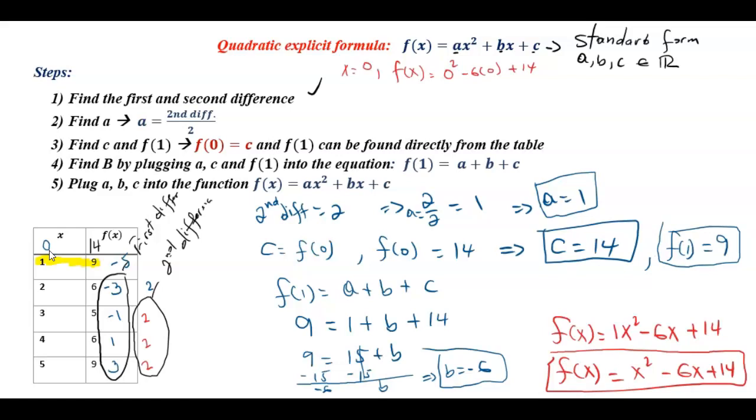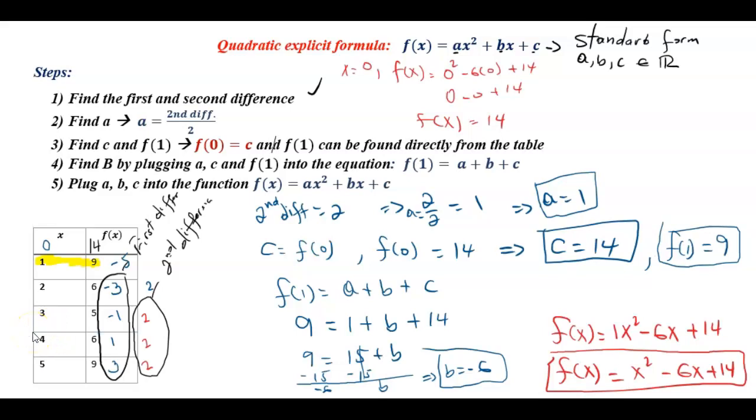So 0 squared is 0. 6 times 0 is 0, plus 14. So all this is gone, and I will have f of x equal 14. Okay, when x is 0, and on that table, when x is 0, y is 14. Let's check another one. Let's check the value of 3.